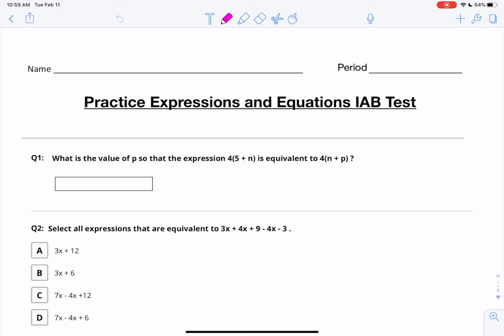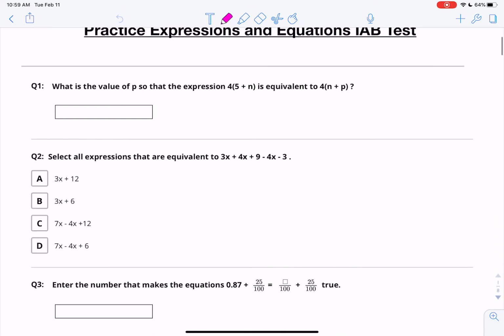Hi, this is Mrs. Rodriguez with the Practice Expressions and Equations IAB test. So let's get started. Question 1.